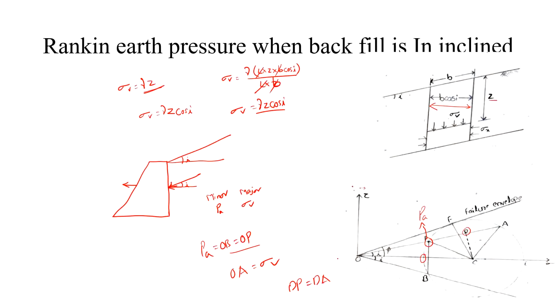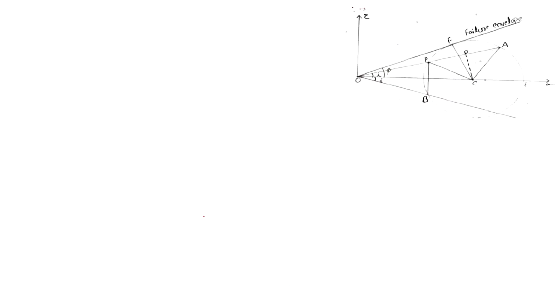So now we have to calculate the OP value. With that we can get the Ka values. Okay, I will show one expression with the help of the Rankine earth pressure theory for the active condition as well as the passive condition. Here we go.